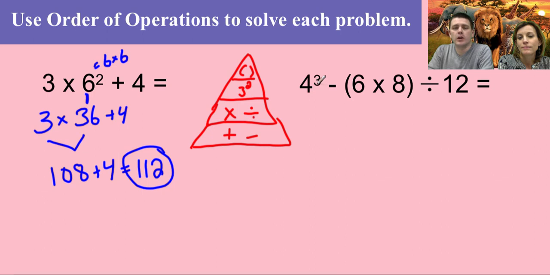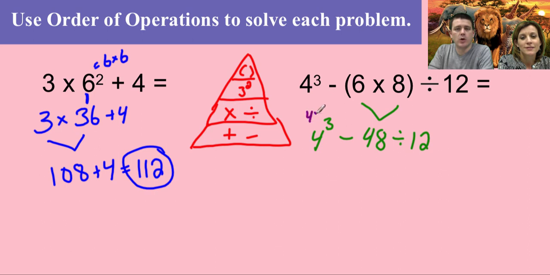Next one, we have 4 cubed minus, and then in parentheses, 6 times 8, and then the whole thing divided by 12. So start at the top of the pyramid with our grouping symbols. Our parentheses, 6 times 8, that is 48. We rewrite the rest of the problem. We're done with parentheses, so now we look at our exponents. 4 to the 3rd power. It's not 12. Do not do 4 times 3. It's really 4 times 4 times 4. So I kind of like to write that above my exponent to help me remember what I'm supposed to be multiplying. 4 times 4 is 16, times 4 is 64.